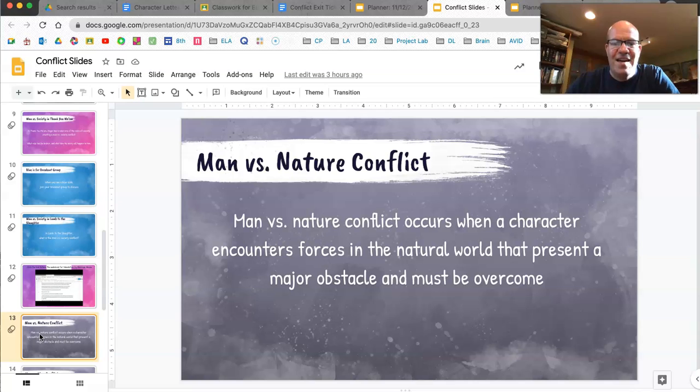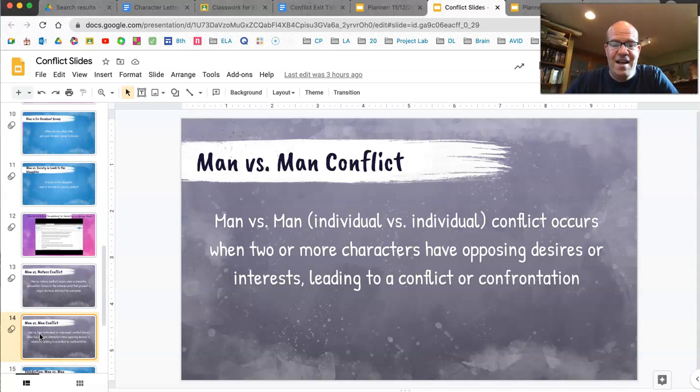This one, man versus nature. This conflict occurs when a character encounters forces in the natural world that present a major obstacle and must be overcome. Again, please pause if you need additional time to record this. This goes on R14 in your notebook. Man versus nature conflict occurs when a character encounters forces in the natural world that present a major obstacle and must be overcome. Finally, our last item of notes, man versus man, or individual versus individual conflict occurs when two or more characters have opposing desires or interests leading to a conflict or confrontation.